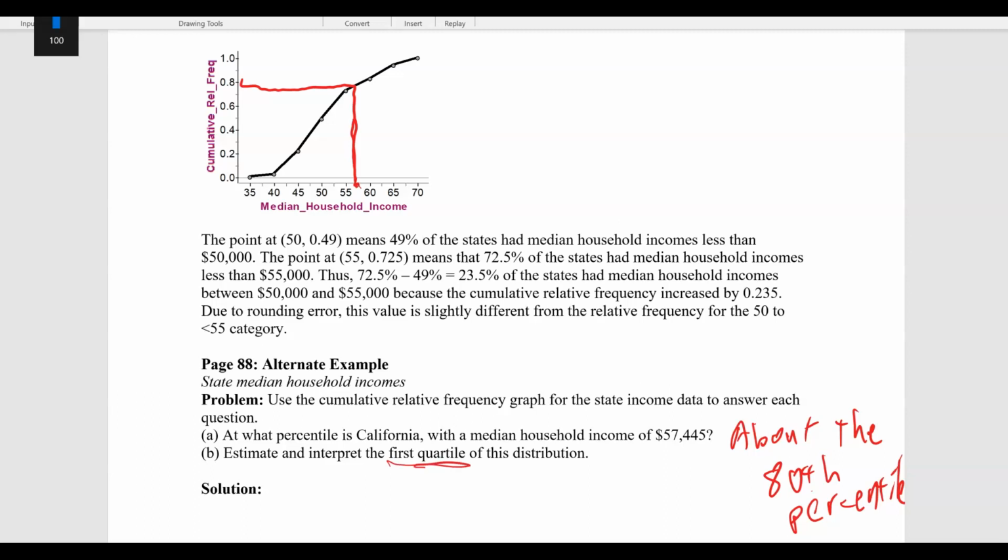Estimate and interpret the first quartile of this distribution. So what's the first quartile? We go the other way now. Quartile means the first quartile will be the 25th percentile. So here's 0.2. This would be 0.3. I don't want to go 0.3. I want to go in between 0.2 and 0.3, 0.25. Try to draw a straight line here. I'm going to estimate about 45,000. Okay, and so hopefully you can see how we can go in either direction. I can take an income value and see what percentile it is, or I can look for a particular percentile and see what its value is.